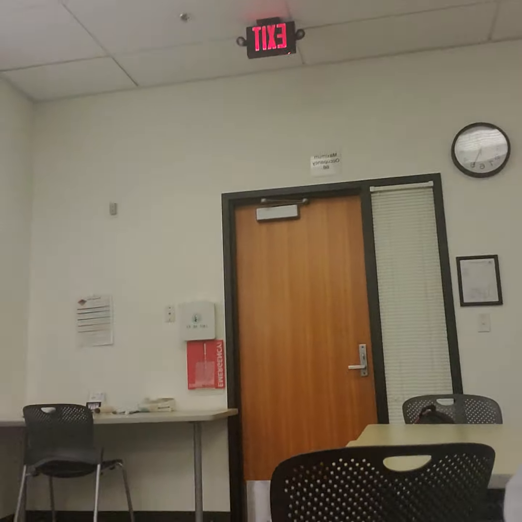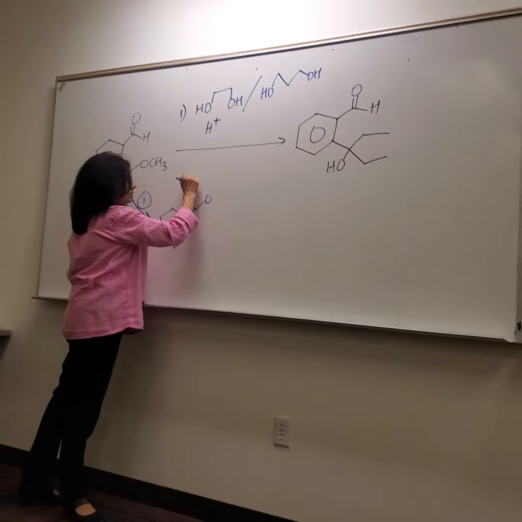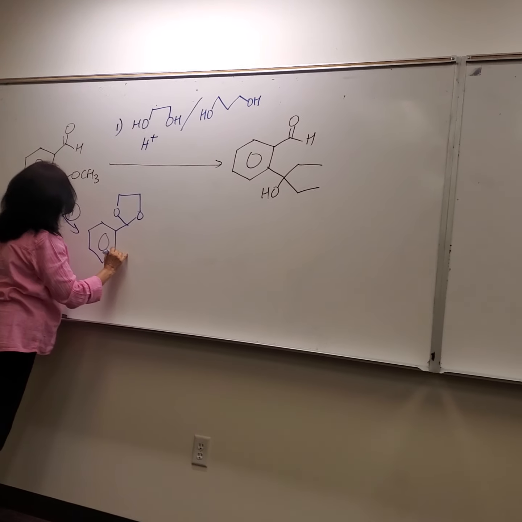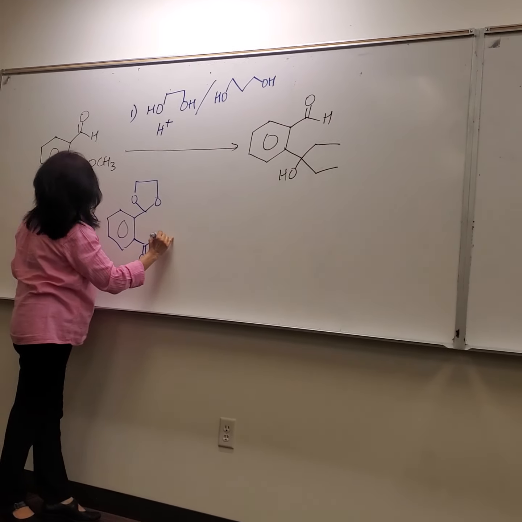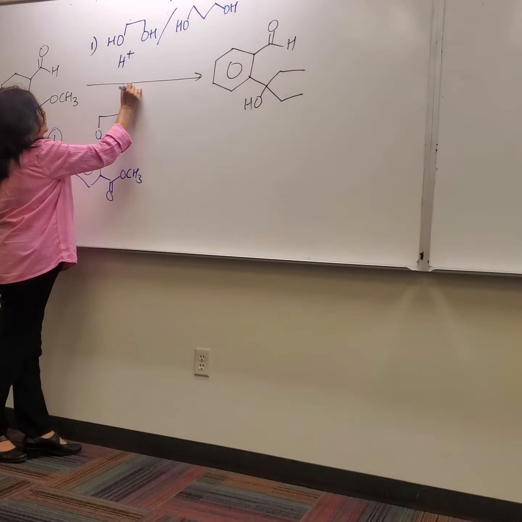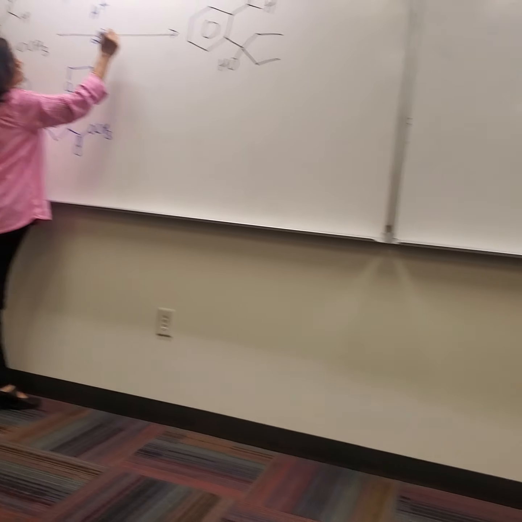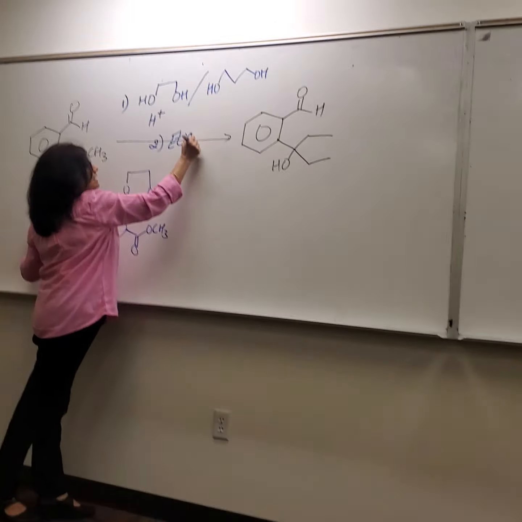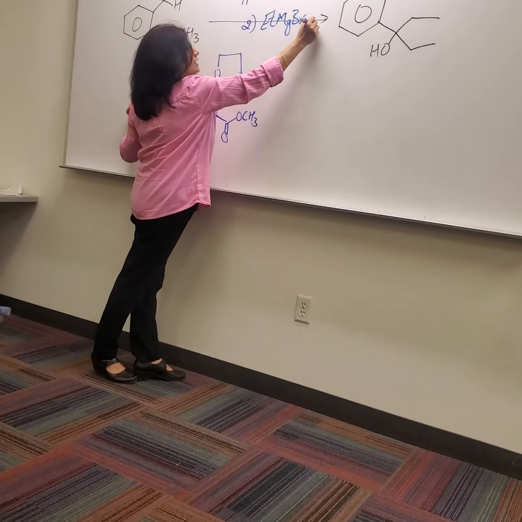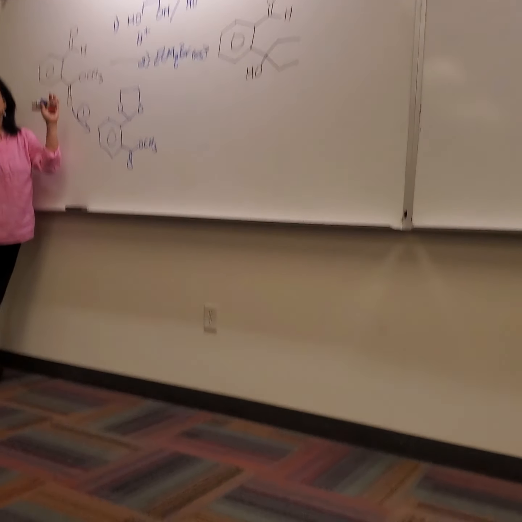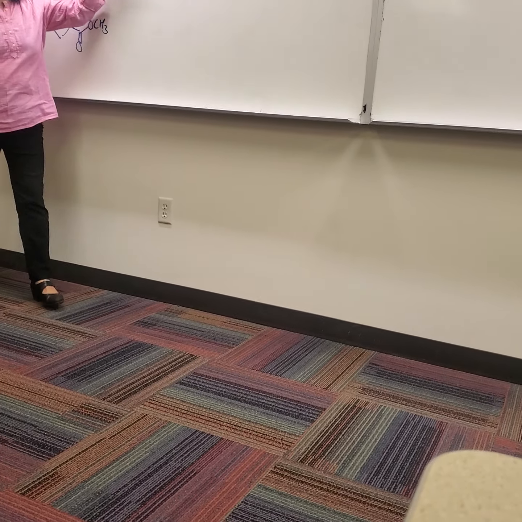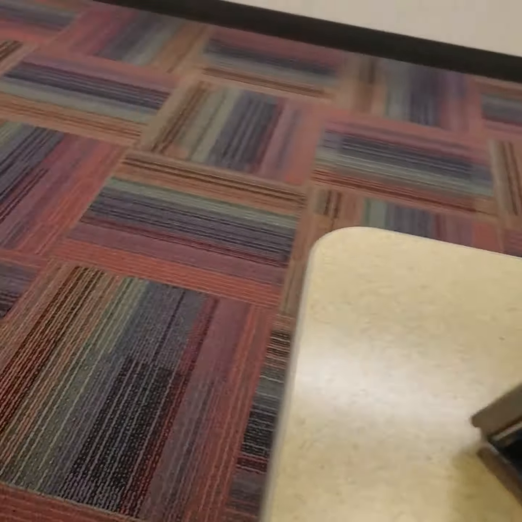Okay, then what? We protected this. Then what? Grignard, how much? Excess of ethyl MgBr. Why excess? Exactly. Esters and acid halides react with 2 equivalents minimum of Grignard. So you at least have to have 2 or excess. Otherwise, it won't work. Does everybody remember that? Okay. And then what?